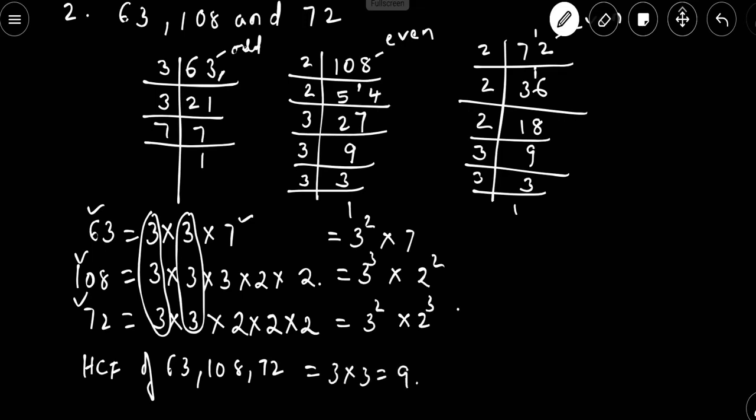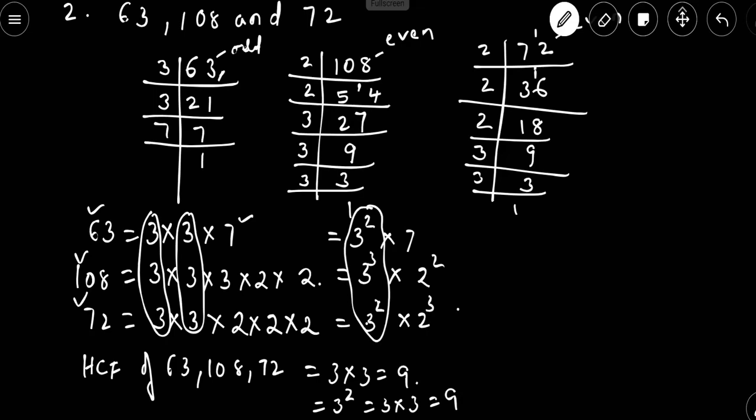Okay. So otherwise also, one more way you can calculate here. Now this is common in all the three numbers, and you have to find the smallest power. A number with the smallest power is what? 3 to the power of 2. So 3 to the power of 2 is nothing but 3 into 3. So this is nothing but 9.